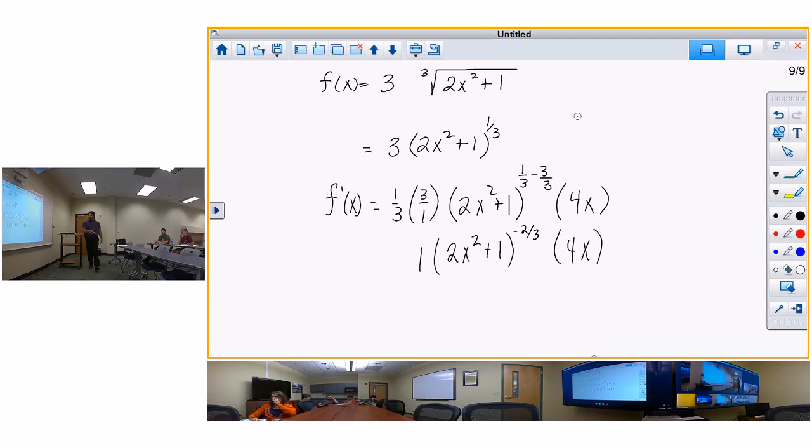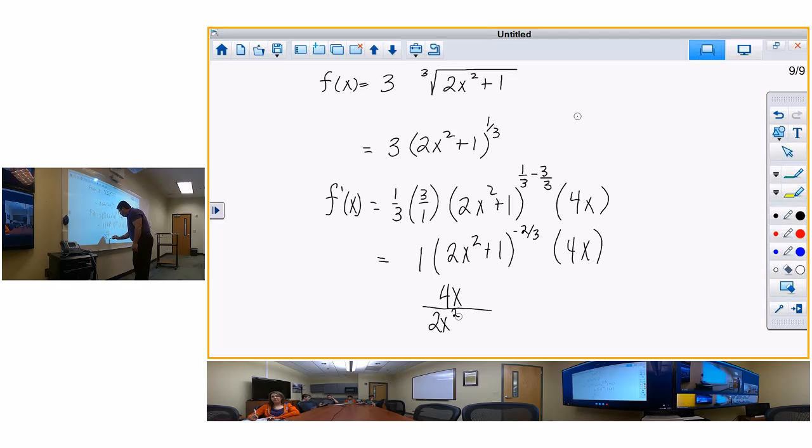So it's going to be 4x over 2x squared plus 1 to the positive 2/3 power. And we know that's exponent over index, so that's going to be 4x over the third root of 2x squared plus 1 squared.